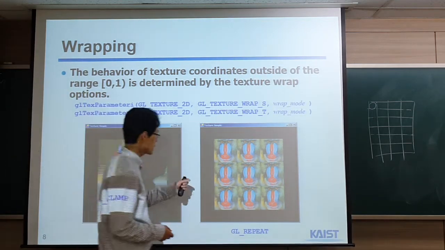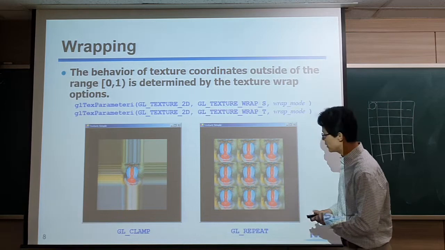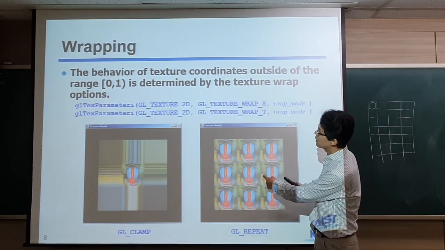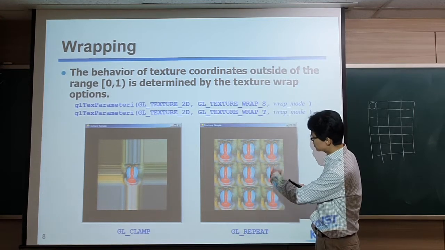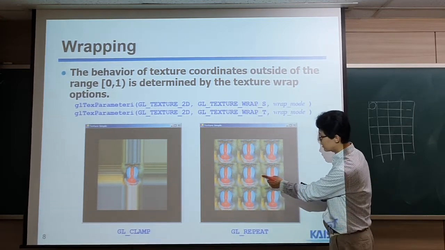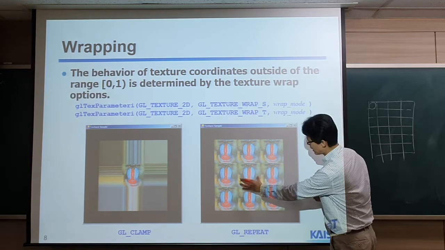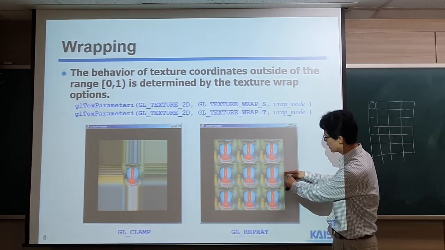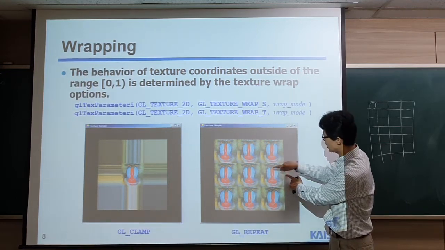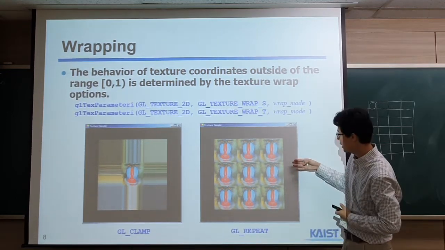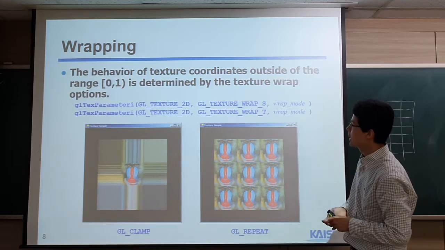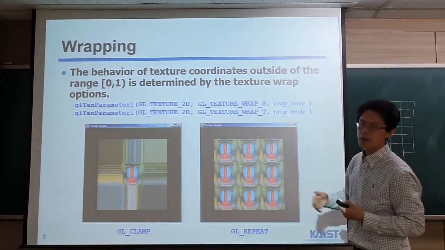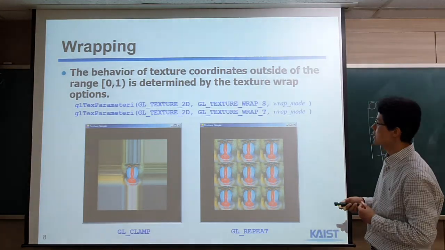The other one is GL repeat. Once we reach 1, it becomes 0 again, so you can see that we repeat this texture again and again. For example, if you use 2, it again maps to 0, so the same pattern shows up again and again. You can choose between these two different options, and there could be many other options depending on your application.